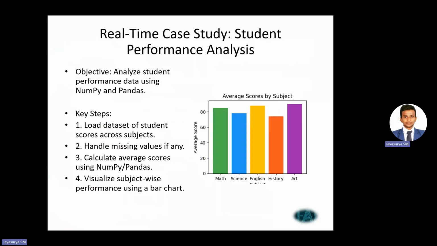So here we have the next case study, the student performance analysis. In this case study, we can analyze the student marks across the subjects. First, we will be loading the data set and checking for missing values. If marks are missing, we can handle them using appropriate methods, like filling with the averages. Next, we will be computing the overall and subject-wise averages using NumPy or Pandas. Finally, we will be visualizing the performance using bar charts, making it easy to compare the subjects.